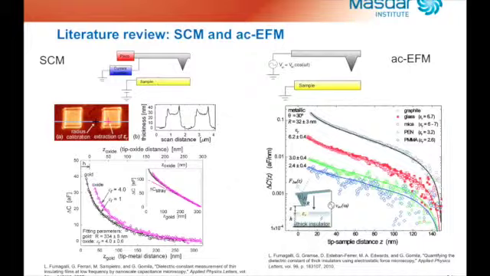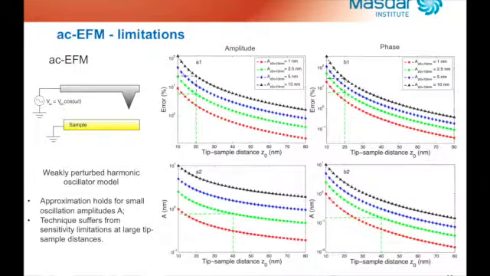For example, SCM has a limitation because there's a need for an external current amplifier in order to measure the current, which generally is not implemented inside the microscope. While for the second one, there are some limitations in terms of which parameters we can use in order to reconstruct the experimental curve and analyze the result. And there are some limitations in terms of the oscillation of the tip and the tip-sample distance.